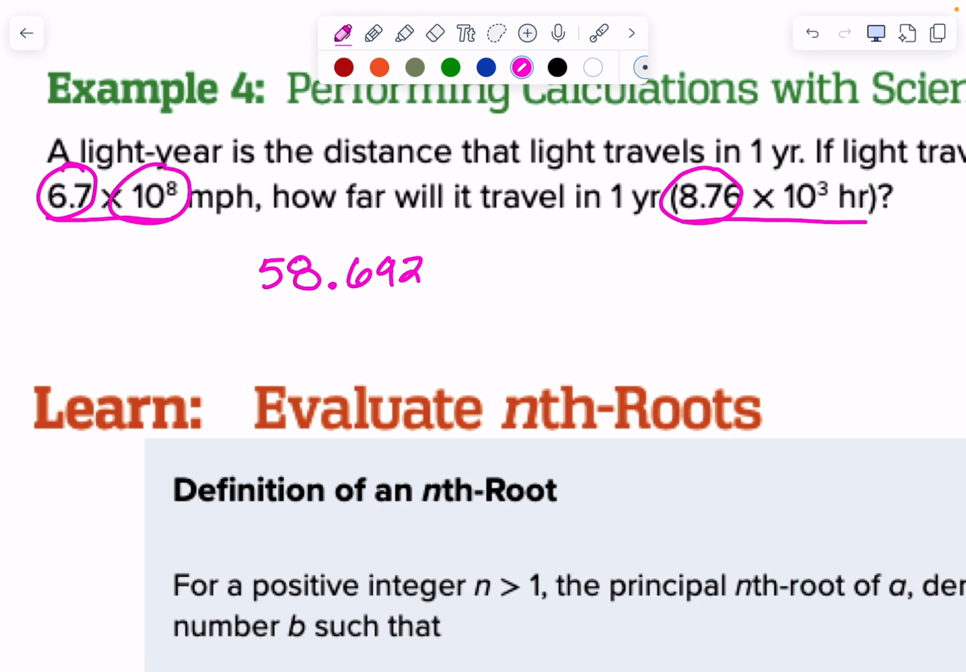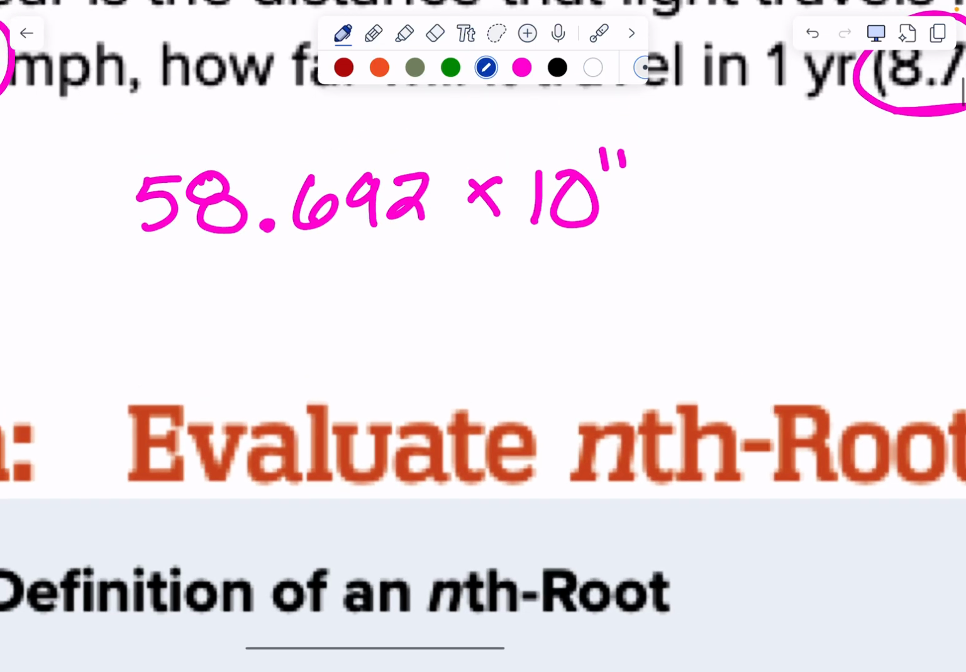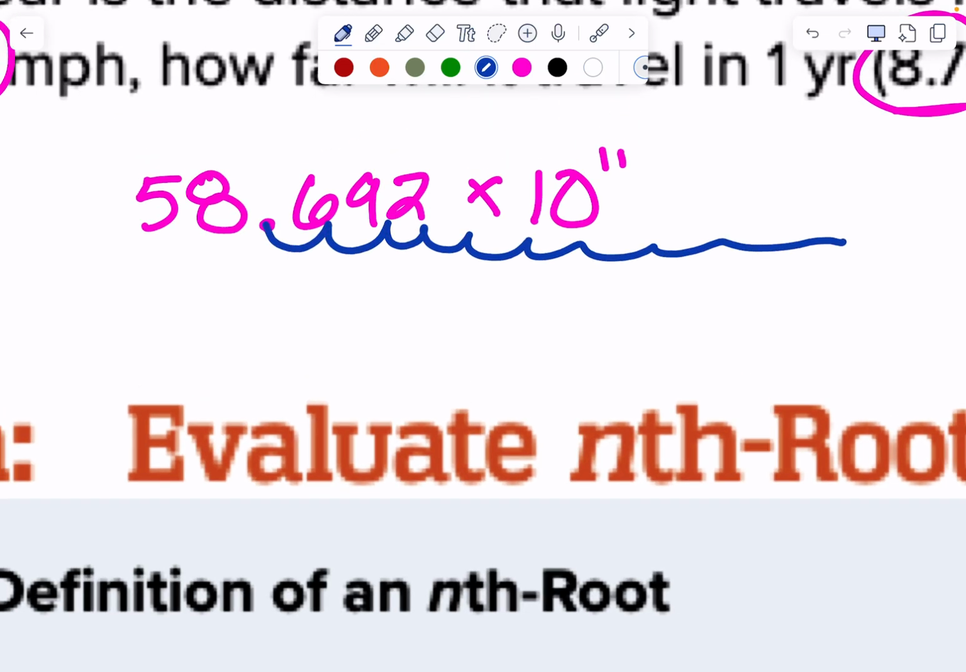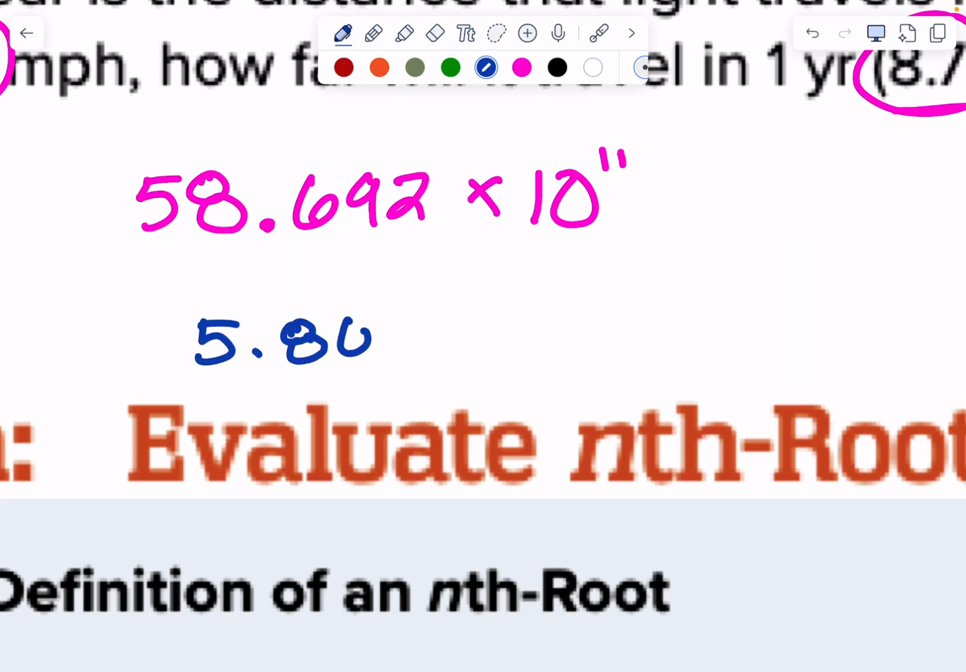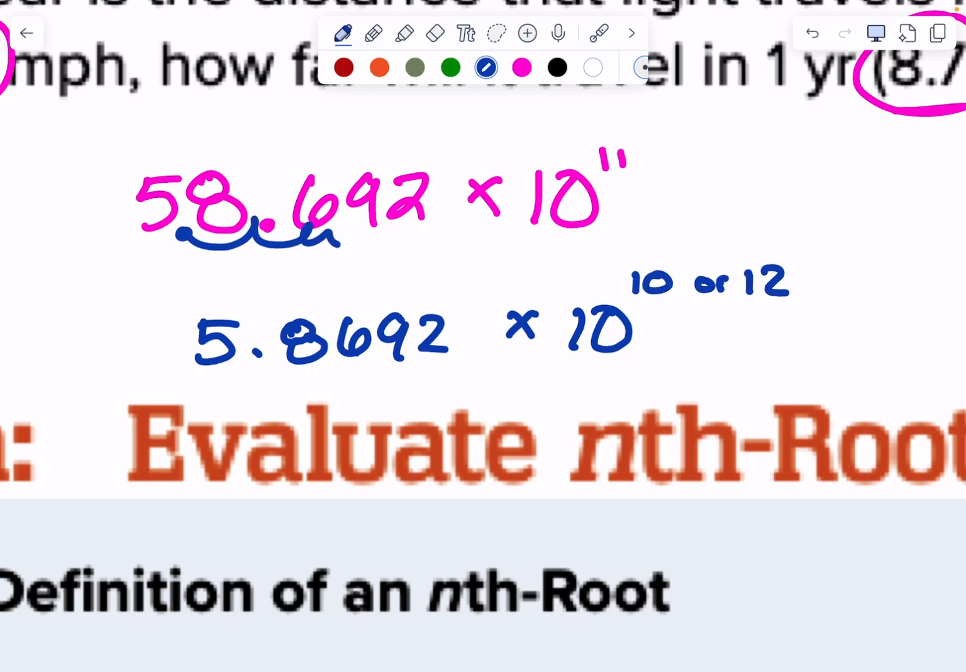If I take 10 to the 8th times 10 to the 3rd, it is now 10 to the 11th because I'm adding those exponents, all right? So if I were to take this out of scientific notation, I would move it this way 11 places, right? So I need to make this 5.8692. So is it going to be times 10 to the 10th or 10 to the 12th? Because I need to move it one more place, right? So it's got to be to the 12th power.